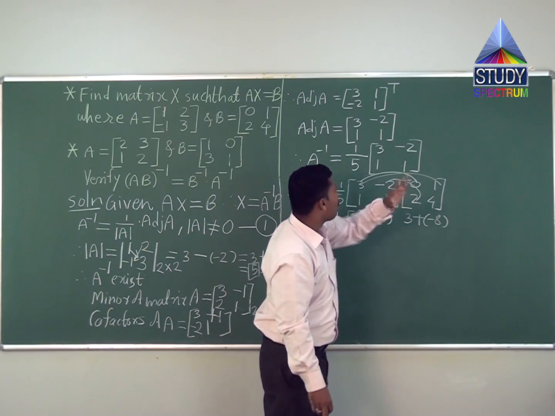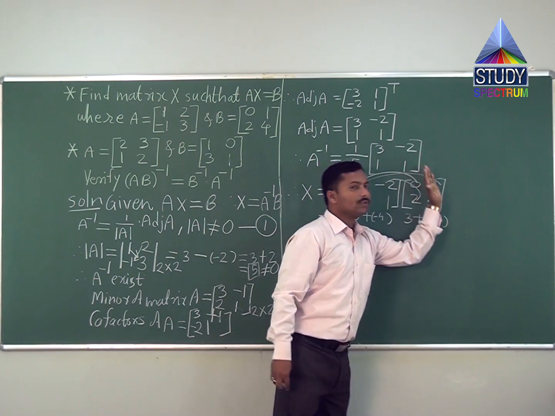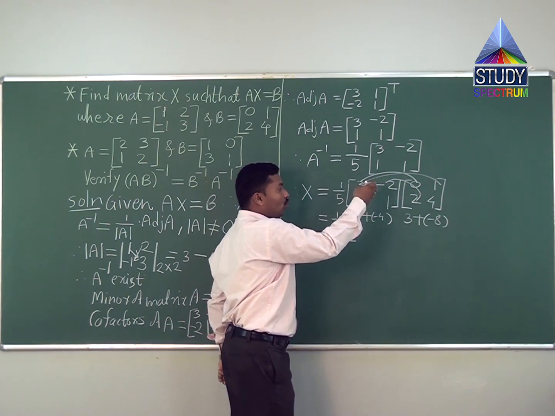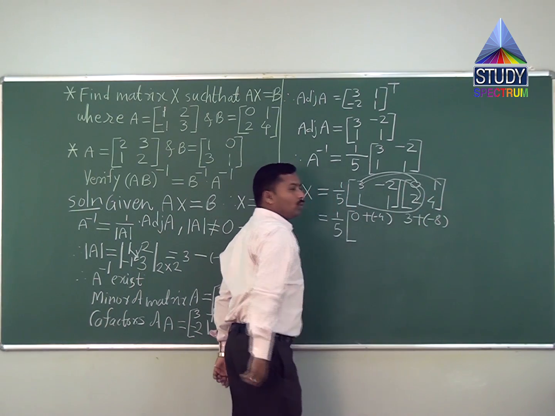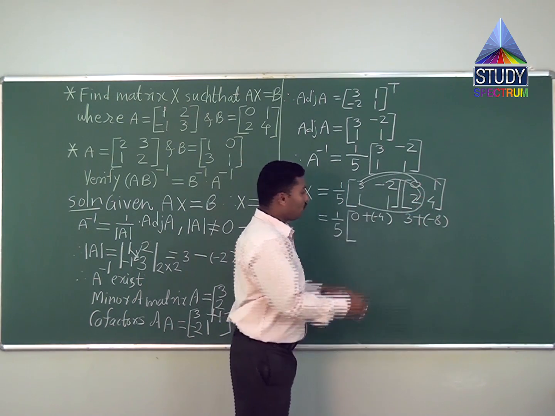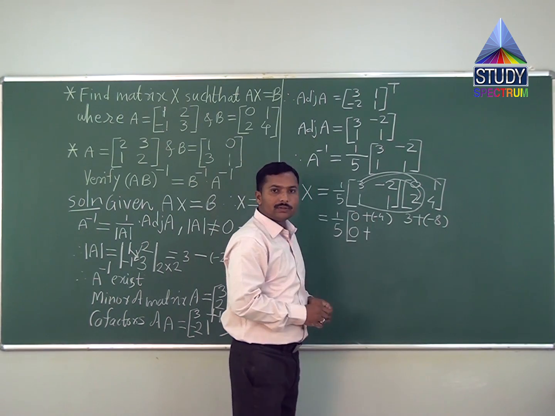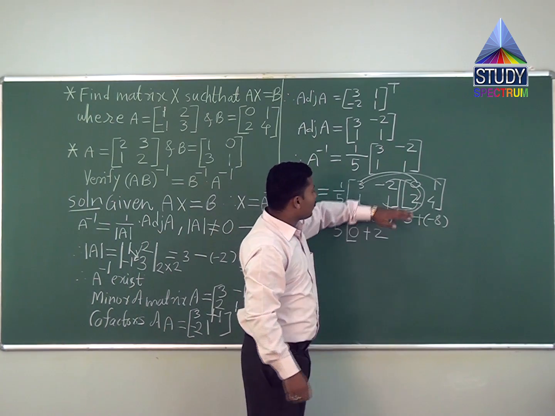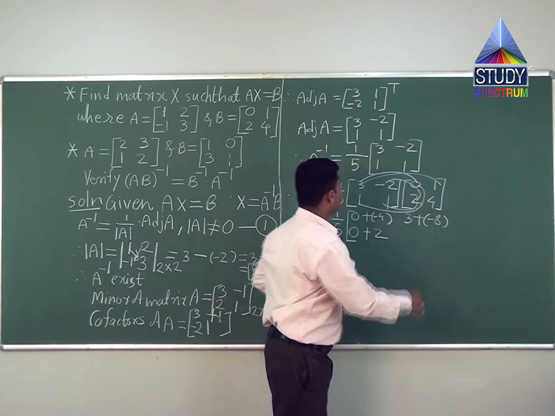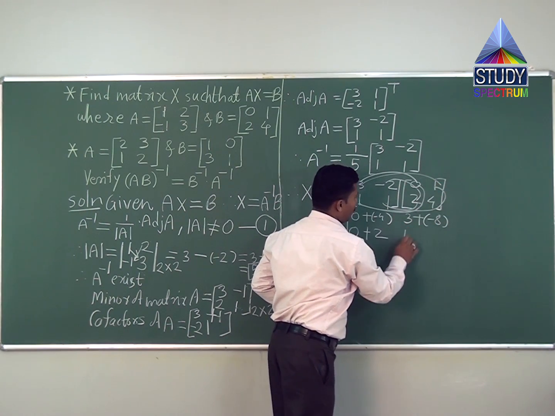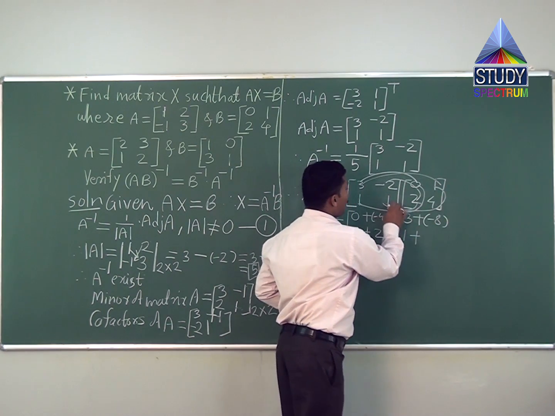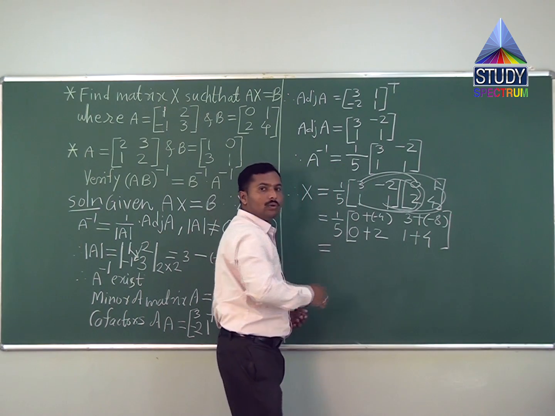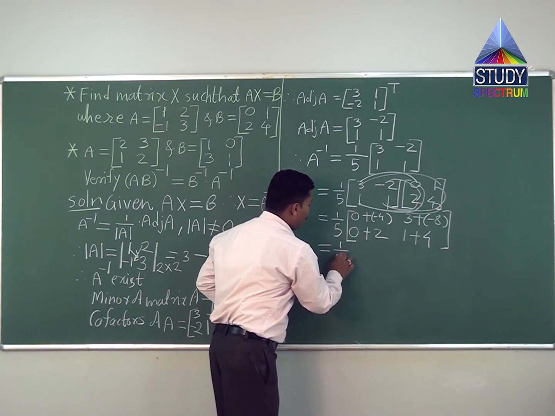So second row, first column, and second row, second column. We take the multiplication of the second row with the two columns, place to place. 1 into 0, 0, plus 1 into 2, 2. Second row, second column: 1 into 1, 1, plus 1 into 4, 4. So we have 1 upon 5 as it is.